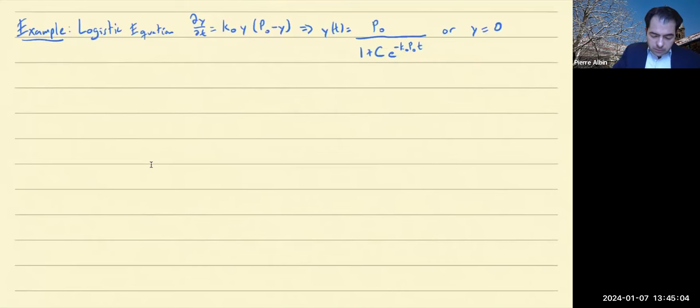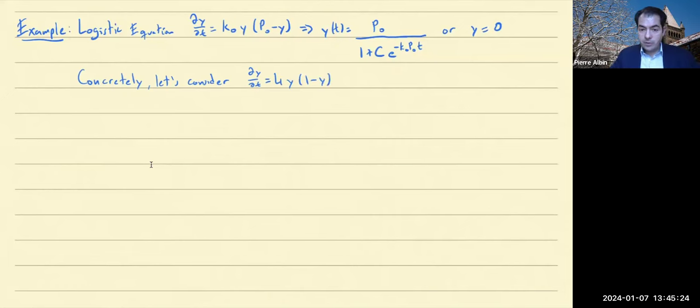Okay, so to consider the slope field, let's pick some constants. So concretely, let's consider, say, dy/dt equals 4 times y times 1 minus y. Right, so carrying capacity of 1. Okay, now from the context of the problem, if you want to think about population growth, then it makes sense for y to be non-negative. So let's consider the slope field.